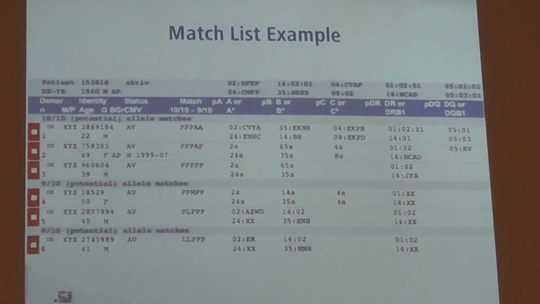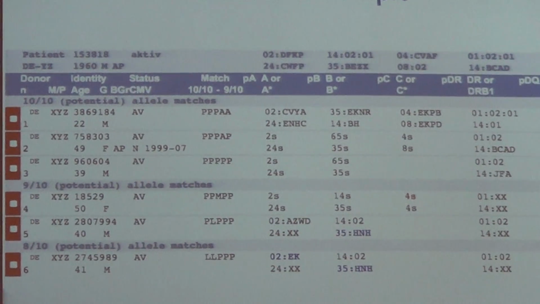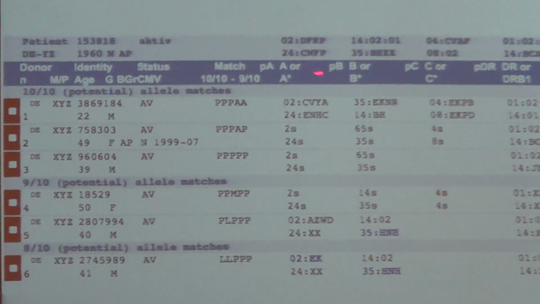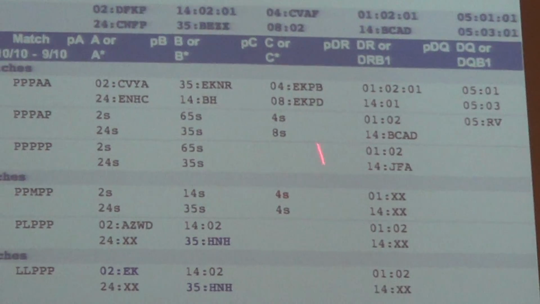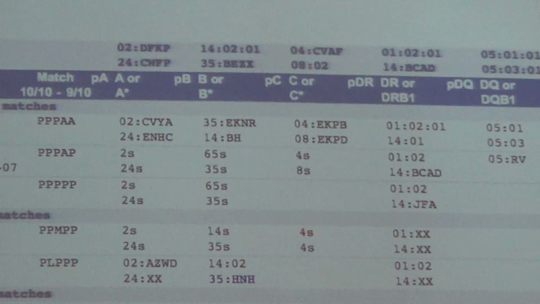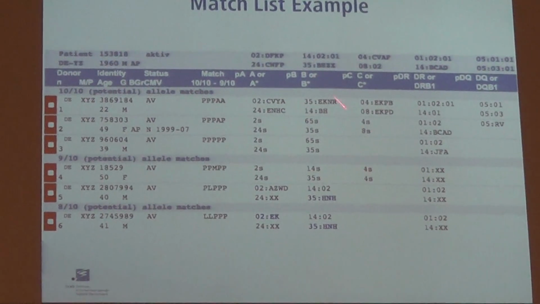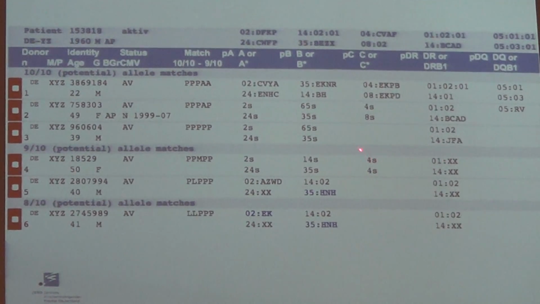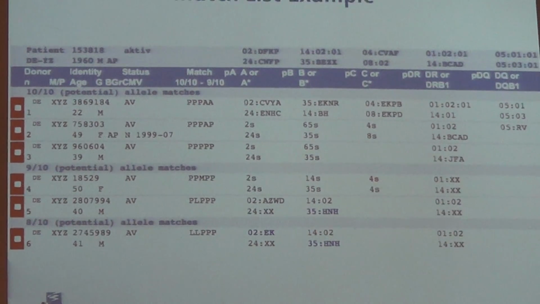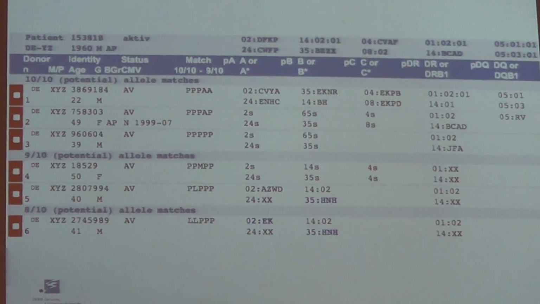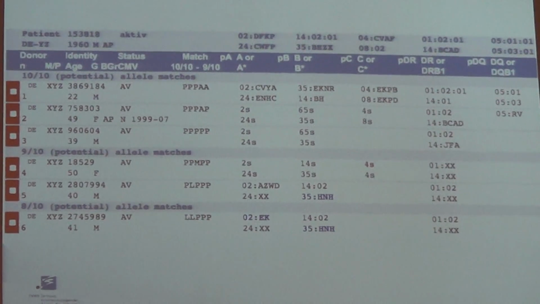I'm not sure if you can really see that. This is an example of a match list where you see the HLA of the patient up here, and then the HLA-A, B, C, DRB1, DQB1. And this is how a match list typically looks, and it's not even a bad one because it's already color coding mismatches here and there, but I have difficulty even pinpointing it at this angle. Allelic differences are shown in blue and antigen differences are shown in red.